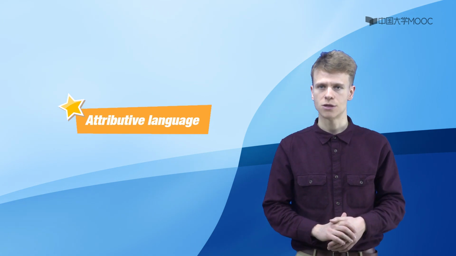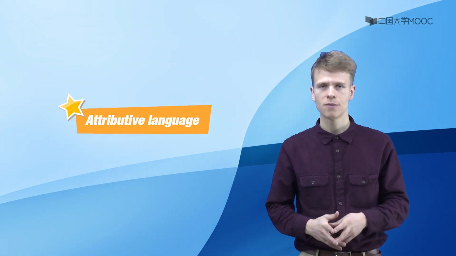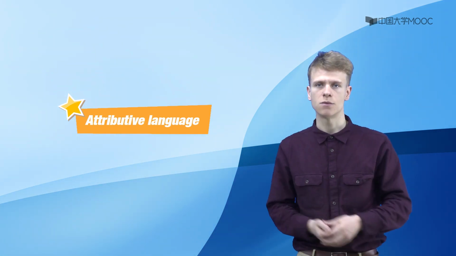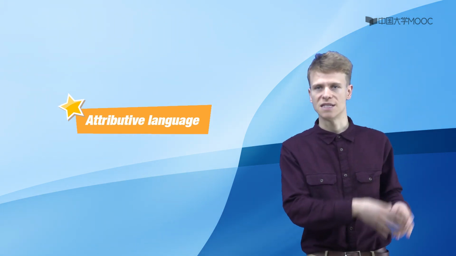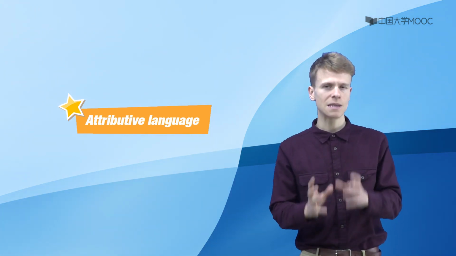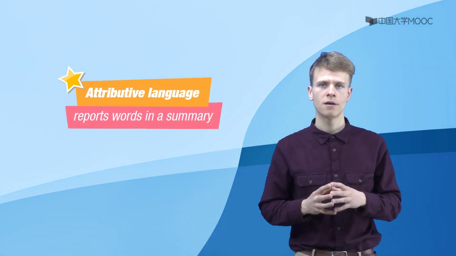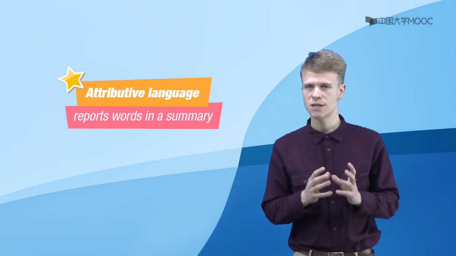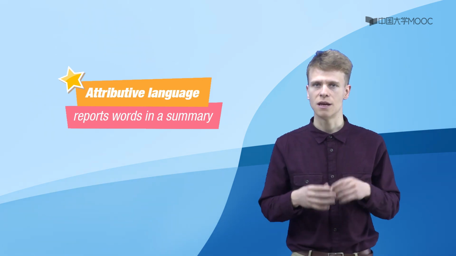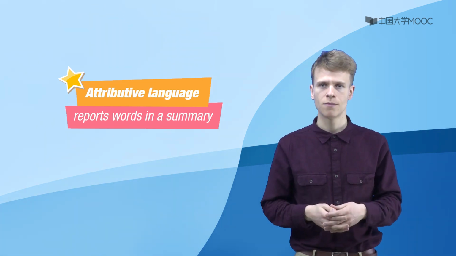An important feature of summary writing is what is called attributive language. For example, Bratesman refers to, Browning's view is that. In this lecture, we will focus on reporting words in a summary. They give credit to the original author in addition to the parenthetical one.